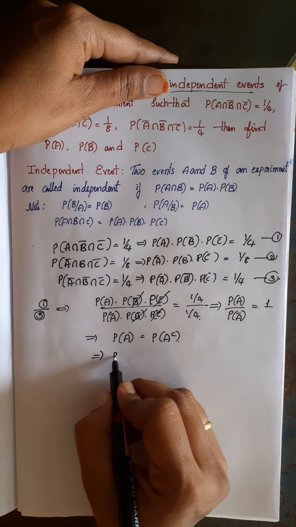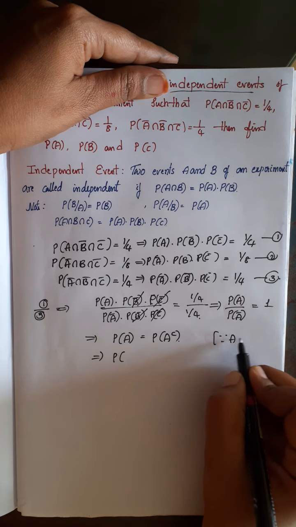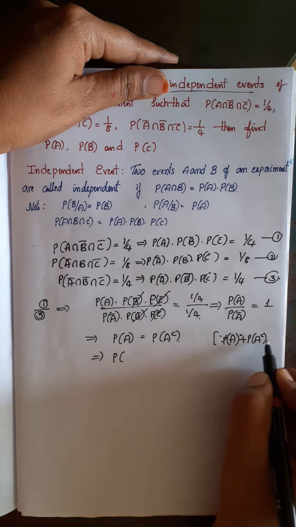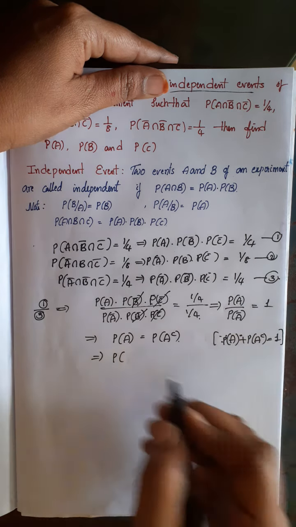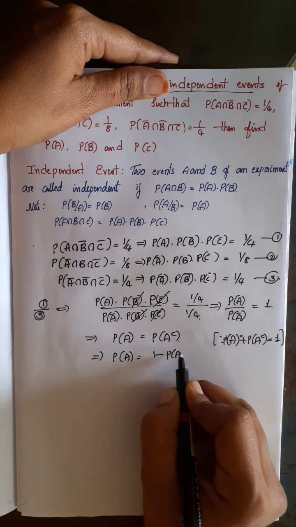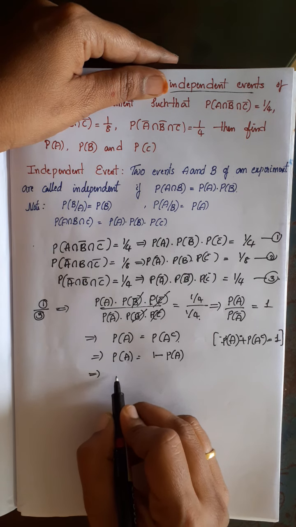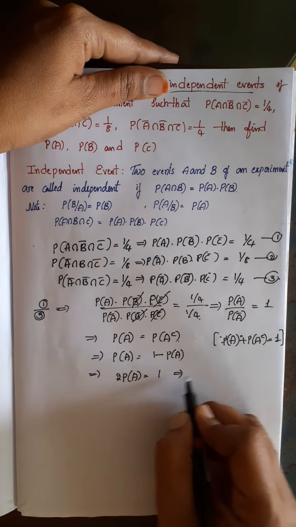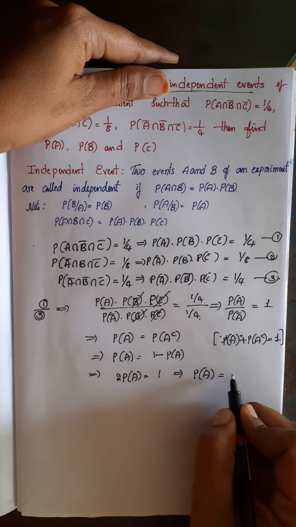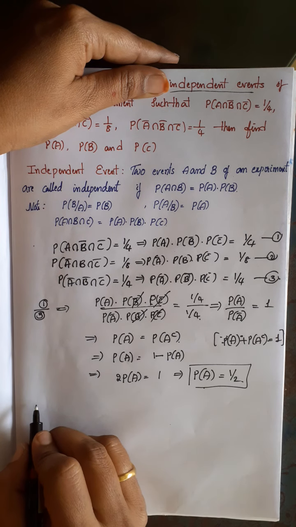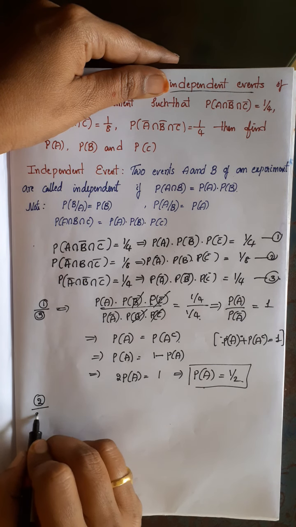Can I write? We know that always the happening of an event and not happening of the event, their sum makes 1. So P of A is equal to 1 minus P of A we can write. If I send this side, P of A plus P of A, 2 P of A is equal to 1. That implies P of A value is 1 by 2. We got 1 value. Now you find out B value also.